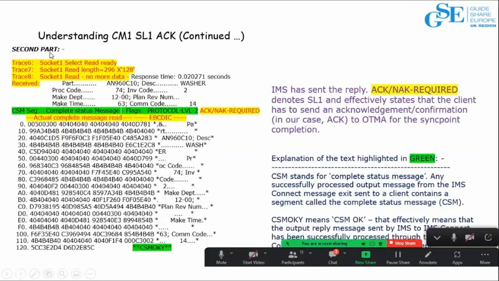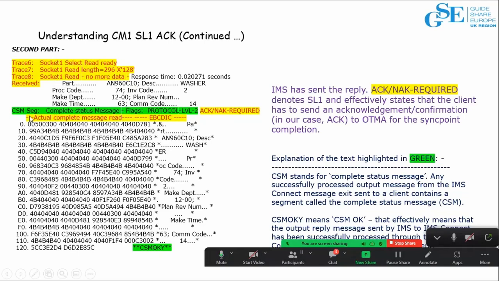Then in the second part, IMS has sent the reply. Remember, now try to map this with the flow that we have talked about till now. For CM1 SL1, IMS receives the input message, it processes the input message, and then it generates the reply message and sends the reply message out to the client, right? That is CM1. The sync point hasn't started yet. So IMS has sent the reply back to the client.